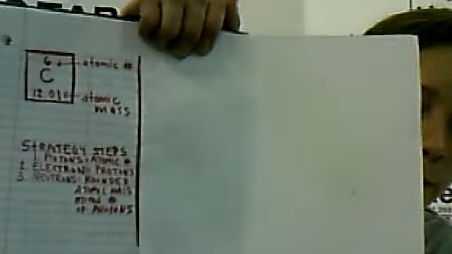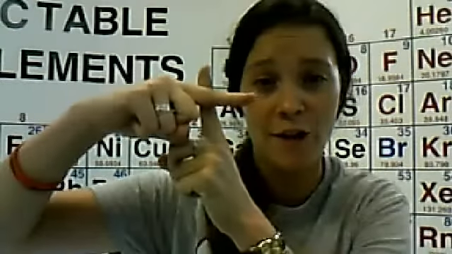First, we're going to write down our strategy steps. Step 1, we know that the protons are already the atomic number. Those protons are the most important part. That's the atomic number. Step 2, the electrons equal the protons. Remember, if electrons are negative and protons are positive, they have to cancel each other out. The good guys always equal the bad guys. Good guys, protons, equals the bad guys, electrons.